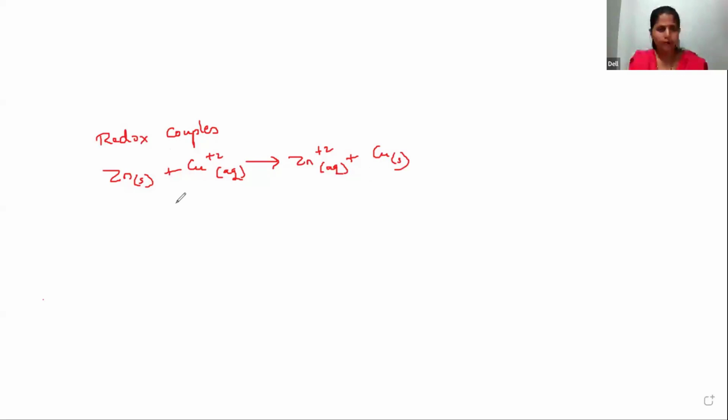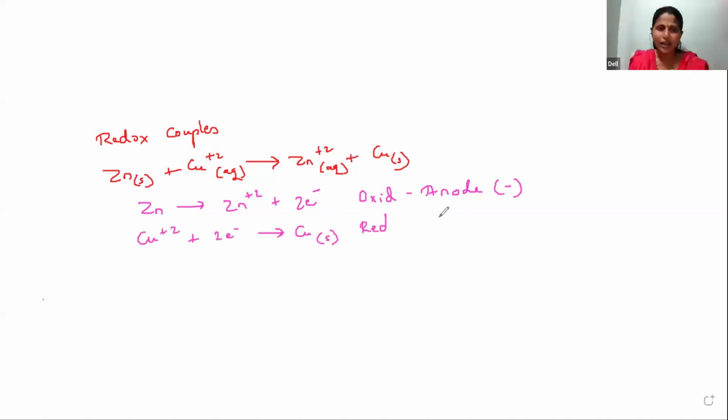Which are those two halves? Zinc loses electrons, forming Zn+2. I am repeating this once again: loss of electrons is oxidation, occurring at the anode. The anode is my negative electrode. This is one half reaction taking place at one half cell. Then Cu+2 ions from the solution take those electrons and become solid Cu, which gets deposited. This is gain of electrons, that is reduction, occurring at the cathode. The cathode is assigned positive. The cathode is the copper electrode and the anode is the zinc electrode.